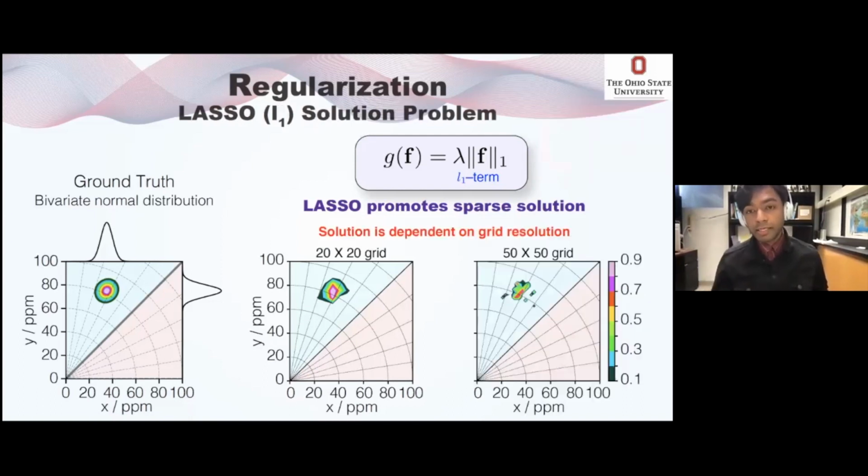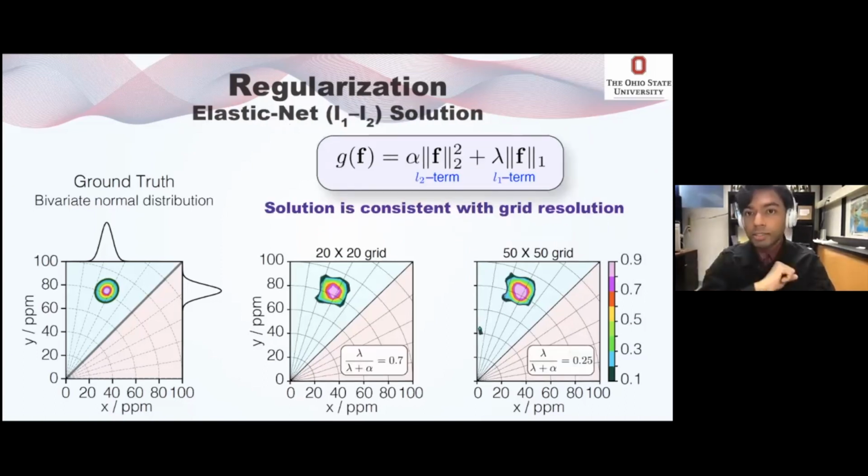Here, what I'm showing is a 20 by 20 coarser grid where the solution is closer to the ground truth solution. But when I increase the resolution of the grid to 50 by 50, the solution is no longer what I expect, but the solution is still sparse, which is what the L1 term is promoting. To fix this, we can add another regularization term, which is an L2 term. So here the regularization is alpha times the 2 norm squared plus lambda times the 1 norm, which is commonly known as the elastic net solution.